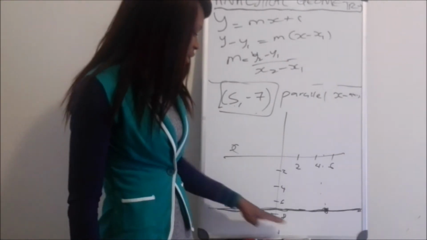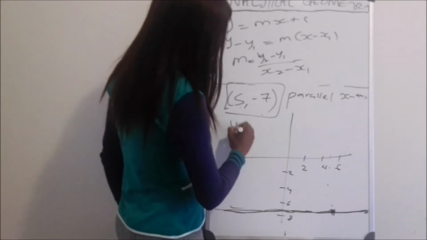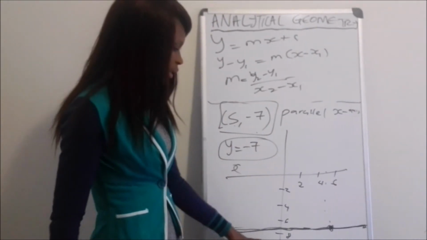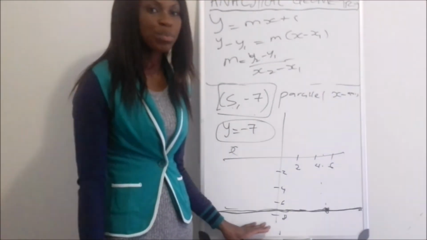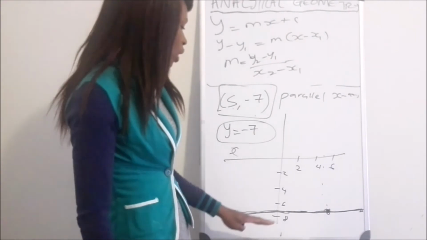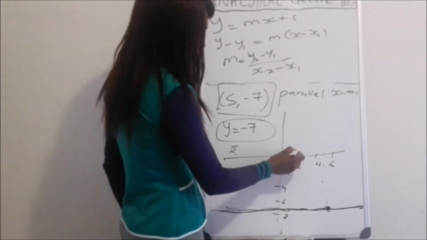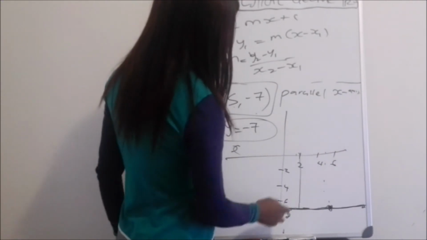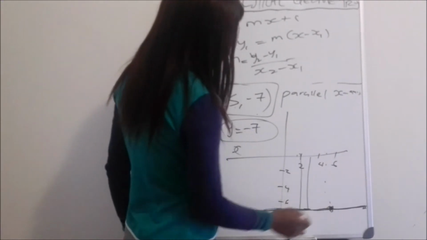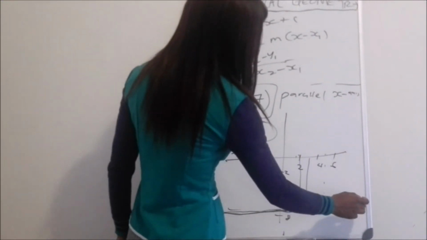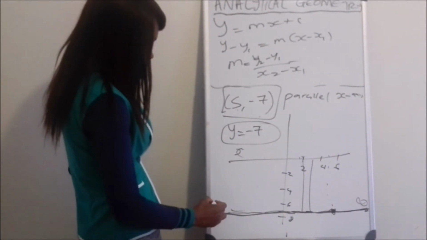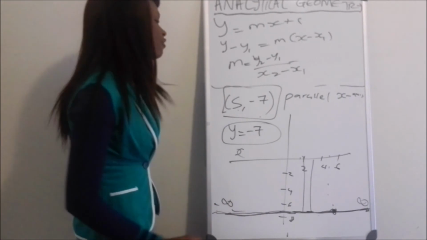Then the equation of this line will be y equals negative 7, just like that, because it won't go anywhere. It will always be at y equals negative 7. So this line will pass through (7, -7), it will pass through (2, -7), it will pass through (3, -7), all going up to infinity on the positive x-axis, and also on the negative x-axis up to infinity.